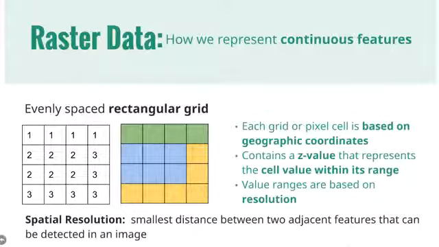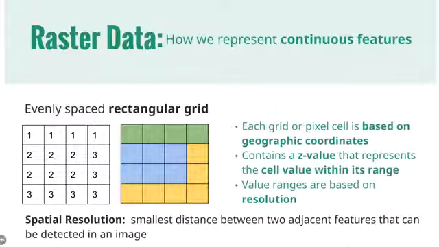And the value ranges are based on the resolution of the raster data set. The resolution refers to the smallest distance between two adjacent features that can be discerned within an image. For example, one square might be 5 meters by 5 meters. Therefore, the resolution for that data set would be 5 meters, meaning the smallest thing that you can discern or see within the raster data set would be 5 meters.